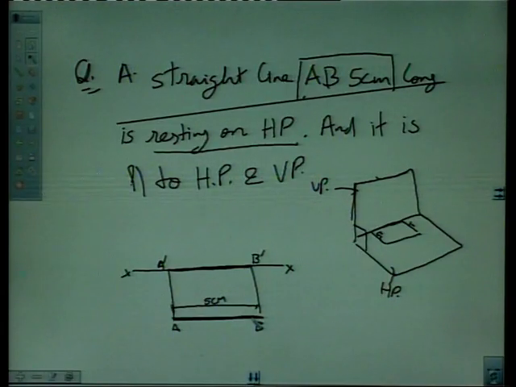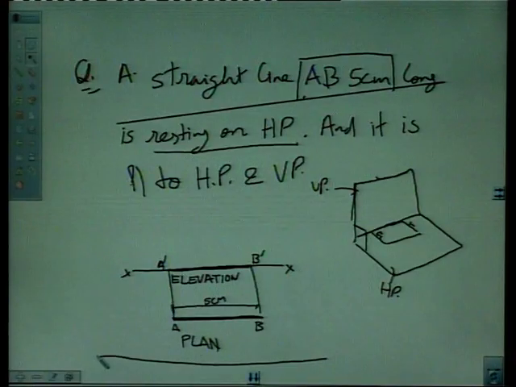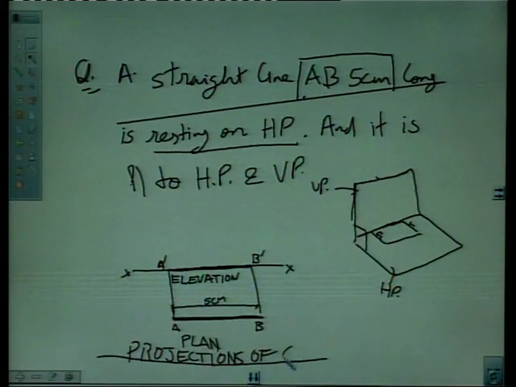This dark line represents plan of the given line. Write here plan in capitals. And this represents elevation of the given line. Write here elevation. Right, and give bigger heading here, projections of given line.